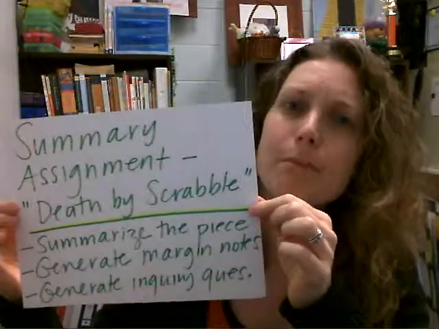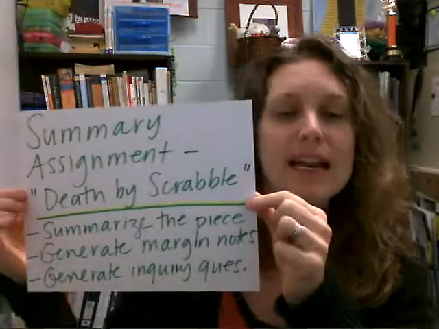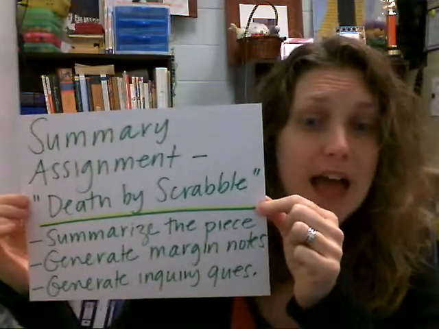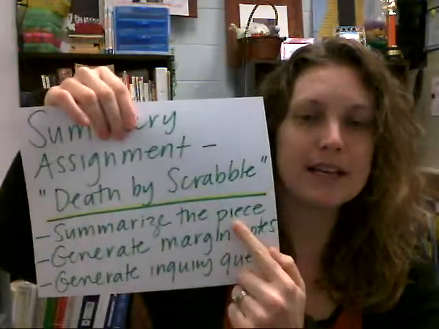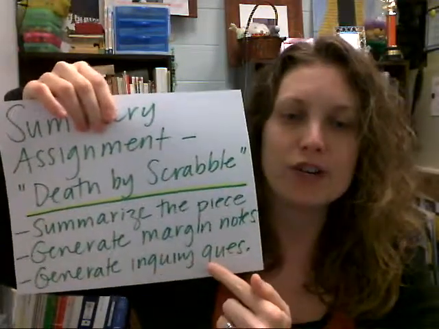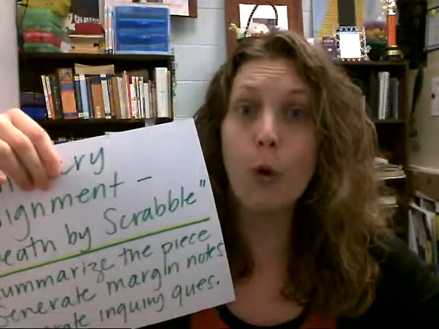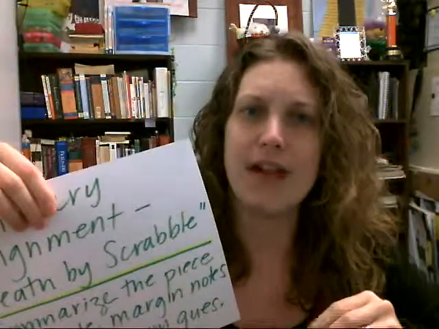Okay, your second assignment is much easier. It's a summary assignment. Very easy. You read Death by Scrabble. You've already done that. You're going to summarize it. You're going to generate margin notes, and you're going to generate inquiry questions. And these inquiry questions are going to go onto the forum at the end of that module.